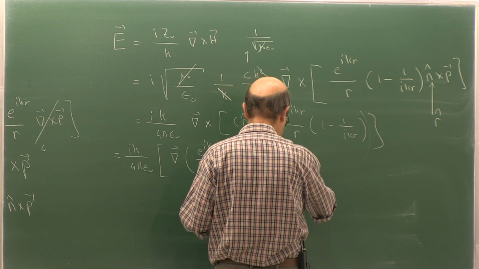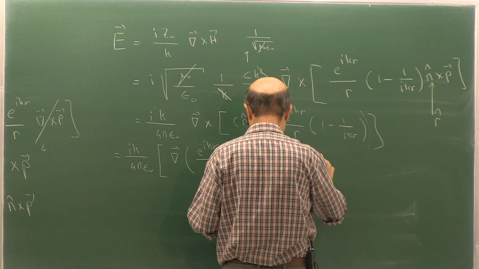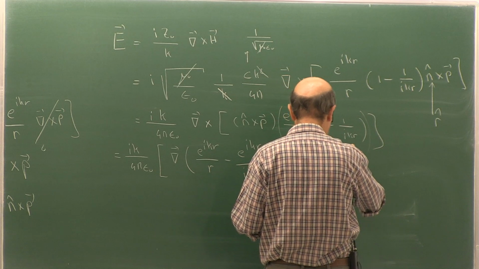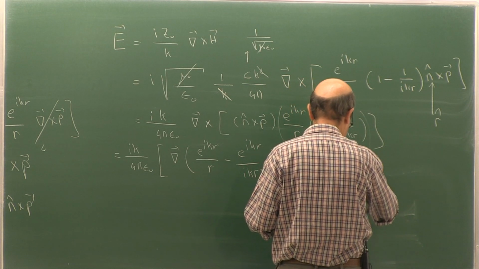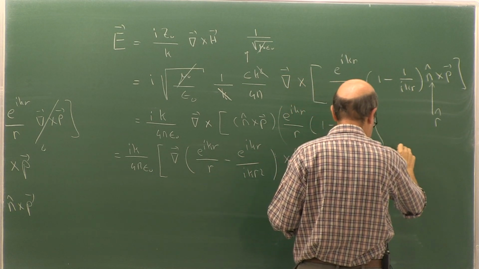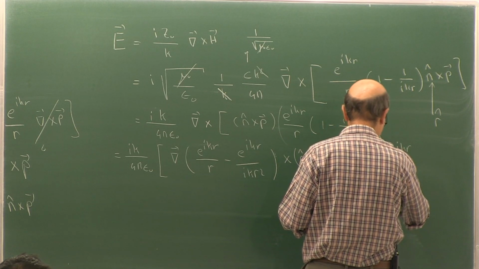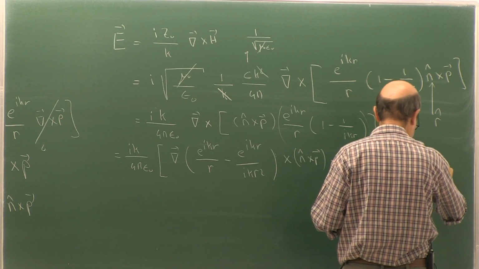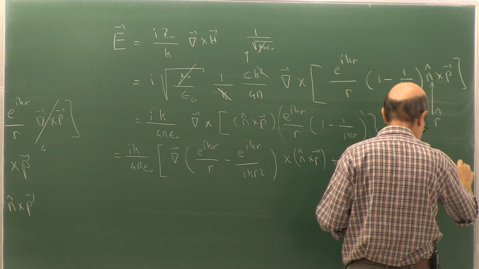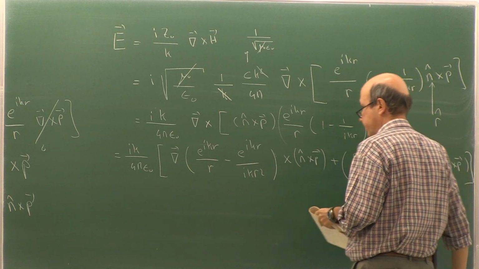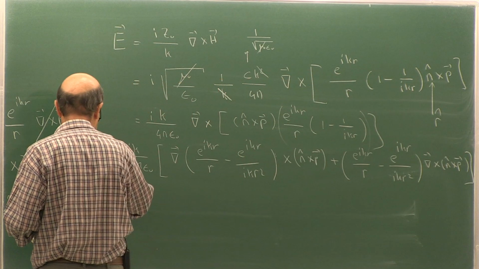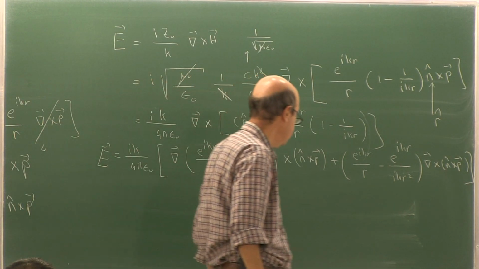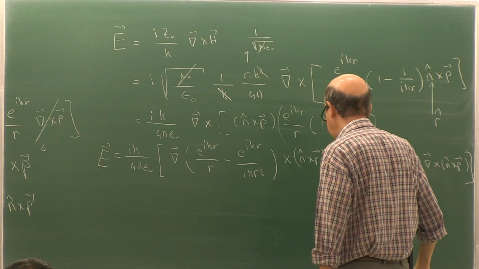Cross product n cross p, plus the scalar term e to the ikr over r minus e to the ikr over ikr squared, curl of n cross p. So this is the electric field. This will be a long calculation, but we will see a nice result at the end.